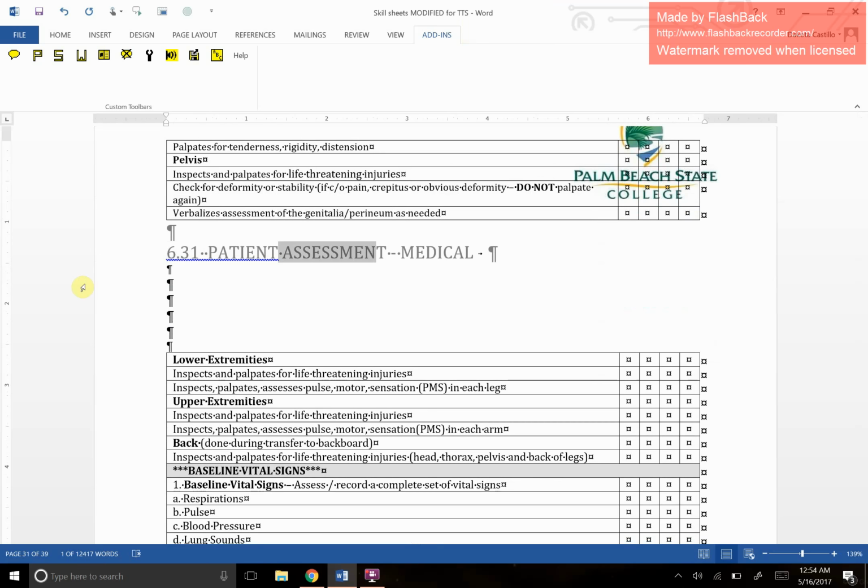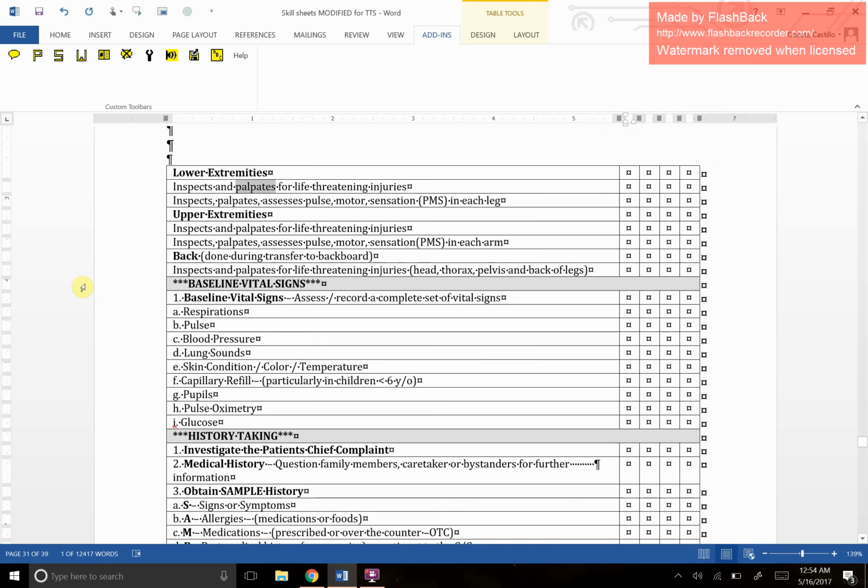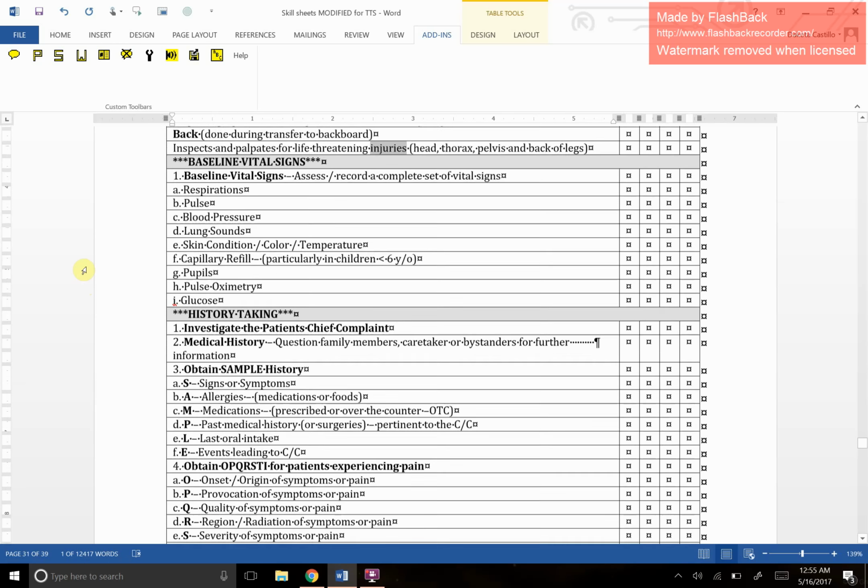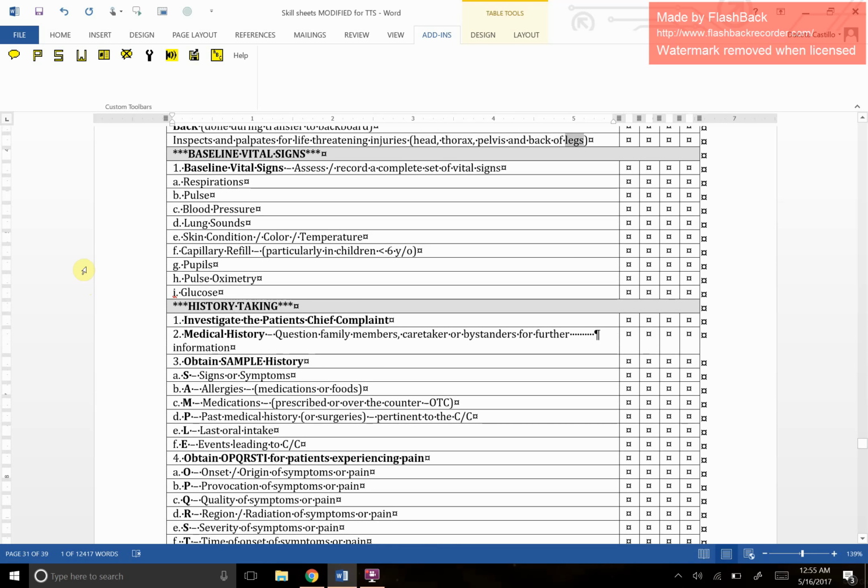6.31 Patient assessment, medical. Lower extremities. Inspects and palpates for life-threatening injuries. Inspects, palpates, assesses pulse, motor, sensation, PMS, in each leg. Upper extremities. Inspects and palpates for life-threatening injuries. Inspects, palpates, assesses pulse, motor, sensation, PMS, in each arm. Back, done during transfer to backboard. Inspects and palpates for life-threatening injuries, head, thorax, pelvis, and back of legs.